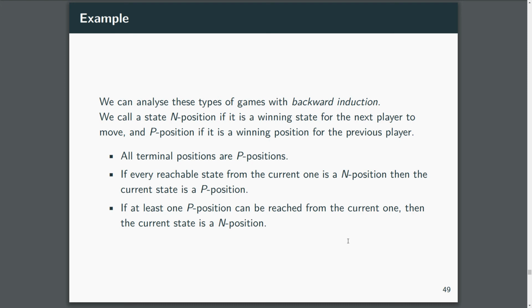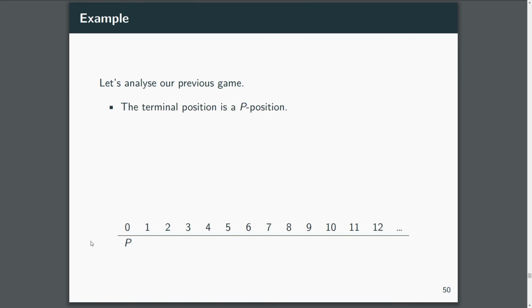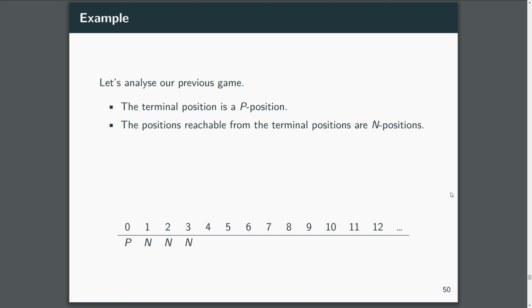Now, if every reachable state from the current one is an n position, then the current state is a p position. And if at least one p position can be reached from the current one, then the current state is an n position. So let's analyze this. We have a p position here at our terminal state. The positions which are reachable from the terminal positions are n positions.